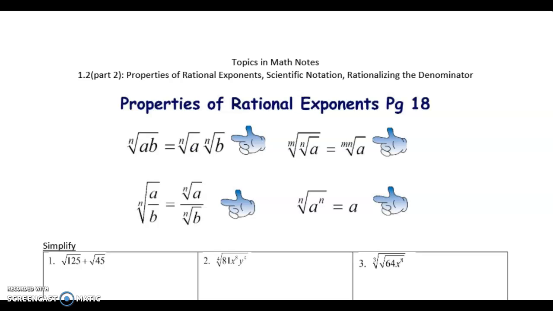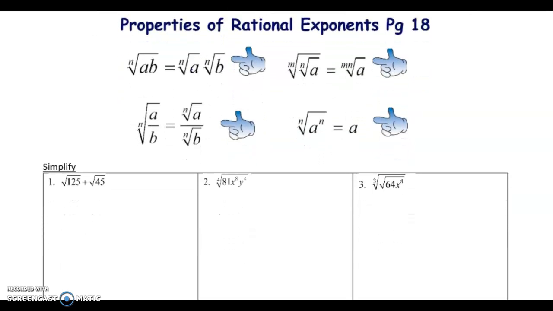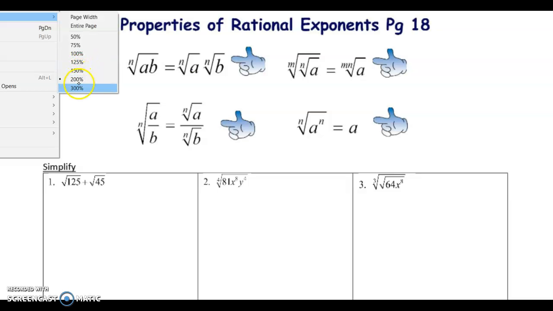Topics in Math Notes 1.2 Part 2, Properties of Rational Exponents. All right, page 18. These can be found in your textbook, just some different properties of exponents. We've been learning quite a few throughout the year here, or trimester anyway. All right, so we had some review last week too, so hopefully that'll prep you for a little bit of this. All right, let's go look at number 1 here.